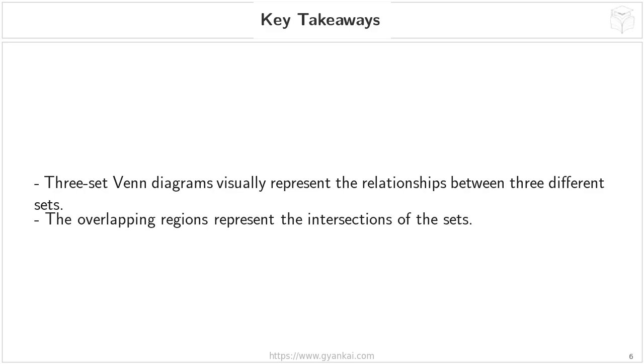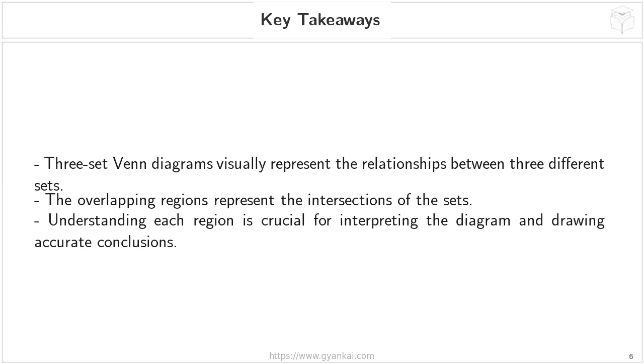The overlapping regions represent the intersections of the sets. Now, you'll recall from our earlier discussions, the intersection of 2 sets means the elements they both have in common. In our 3-set diagram, wherever the circles overlap, that shows us what elements are shared between those specific sets. So, if we have sets A, B, and C, the area where all 3 circles meet represents the elements in A, B, and C.